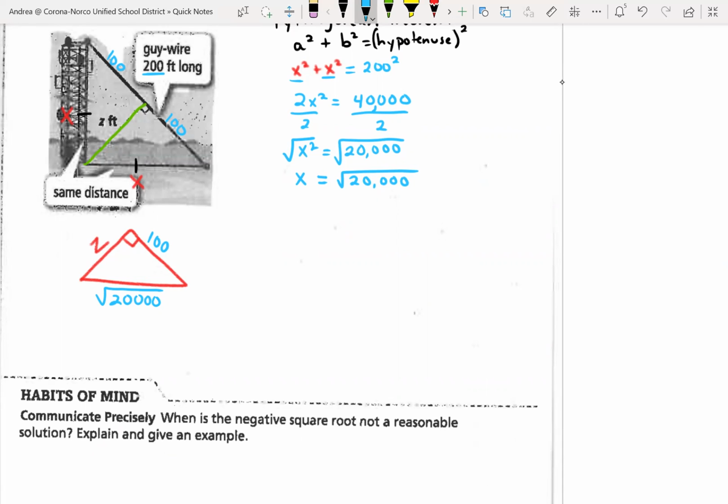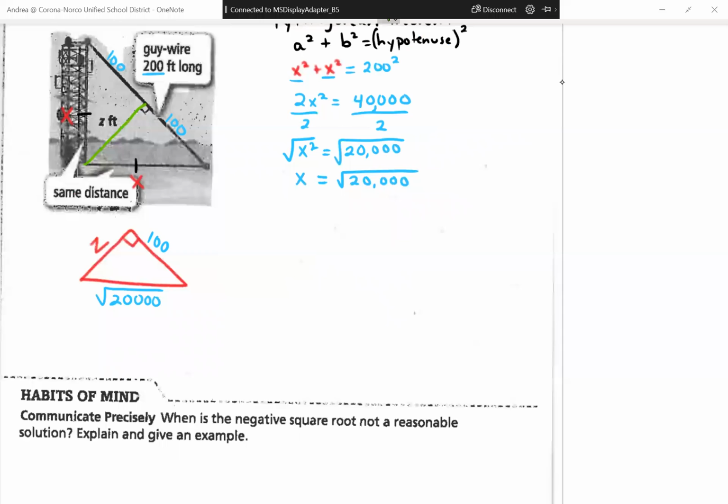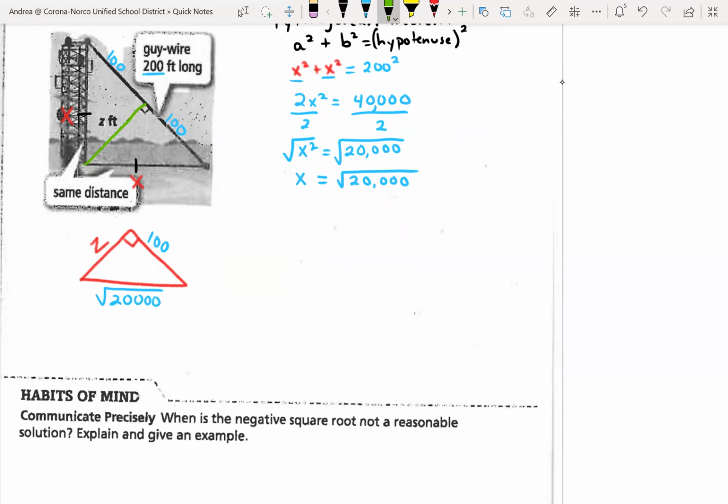We are now going to do our second part of this, which is do the Pythagorean theorem again. This time the A squared is going to equal Z. The B squared is the 100 squared. And it's going to equal the hypotenuse squared, which is the square root of 20,000 squared. Any questions over that?